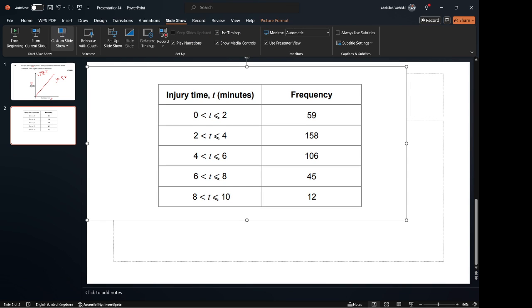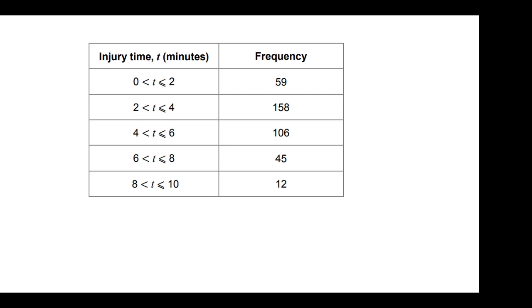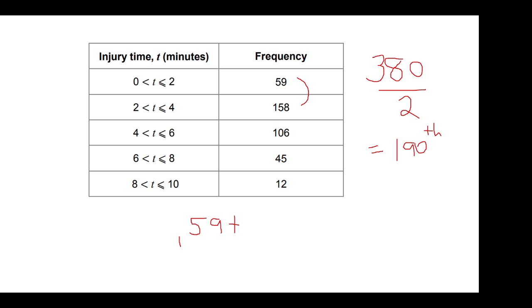What we're going to do, guys, is start adding up our frequencies until we get to the halfway point. So 380 divided by 2. We want the 190th value. Now remember we're working in grouped data. So we're going to do 59 plus 158. Let's work it out. That's going to be 217.